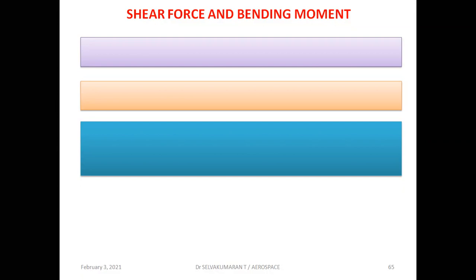So how to plot all those diagrams? How to plot the shear force diagram? How to plot the bending moment diagram? That we are going to see in this chapter.